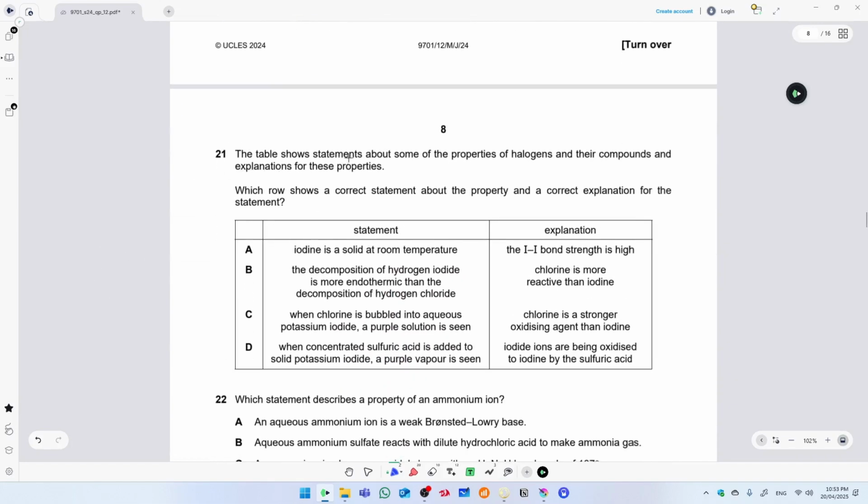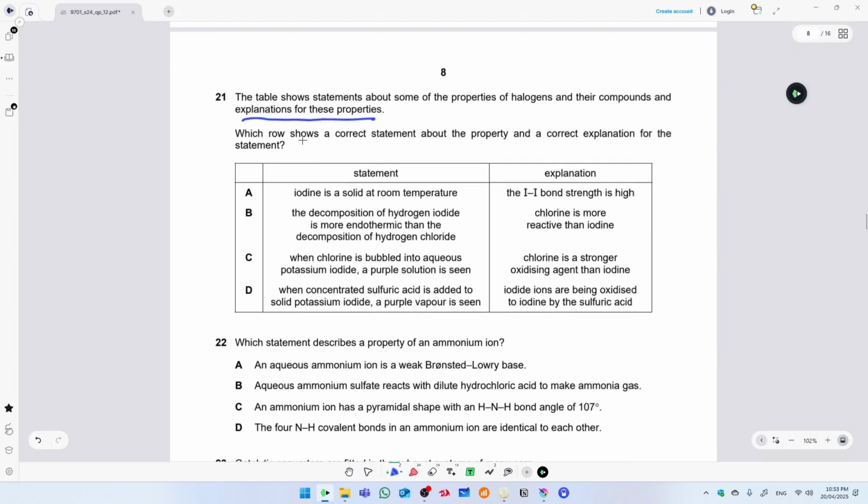21. The table shows statements about some of the properties of halogens and their compounds and explanations for these properties. Which row shows the correct statement about the property and a correct explanation for the statement? Statement: iodine is solid at room temperature. True. Explanation: the I-I bond strength is high. When talking about melting and boiling points, the bonds within the molecules are not really the factor, so A is not the answer. B.